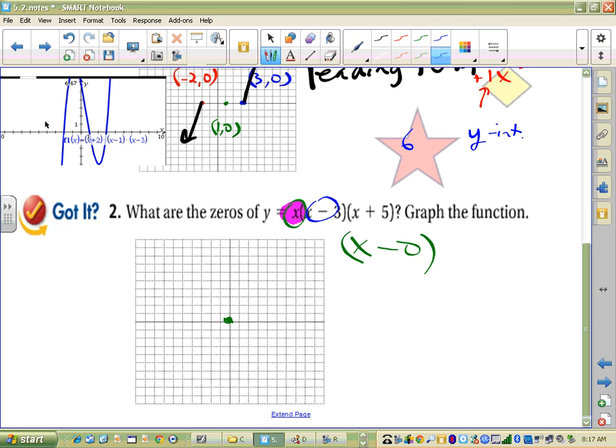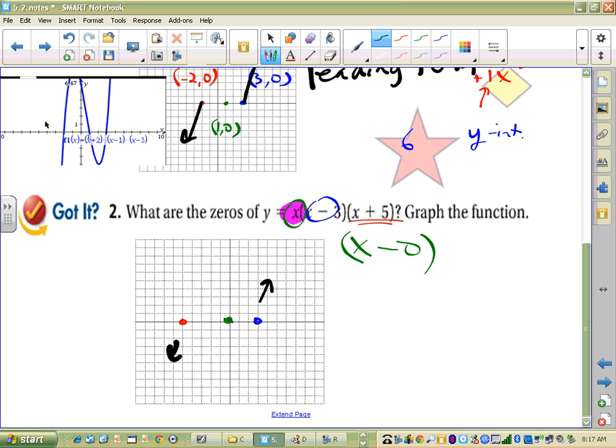Because of this, we know that 3 is a 0. And then because of this other one over here, we know that negative 5 is a 0 also. The end behavior of this graph would be down and up. The y-intercept is also 0, because I know you're thinking it's negative 3 times 5, but then that other factor is x minus 0. So negative 3 times 5 times 0 would be 0, and those are the critical points on that graph. Are there any questions about that?